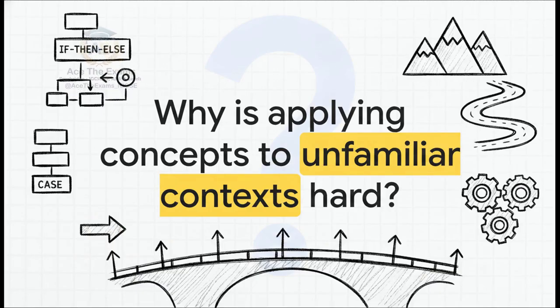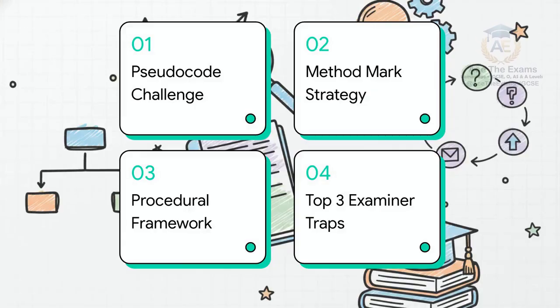The cognitive load just gets too high. But don't worry, because we are going to bridge that gap and transform those red marks into green check marks today. All right, here is our roadmap to mastering this discipline. First, we'll tackle the pseudocode challenge. Second, we'll unlock the method mark strategy. Third, we'll build your procedural framework. And finally, we'll navigate the top 3 examiner traps. Let's get right into it.